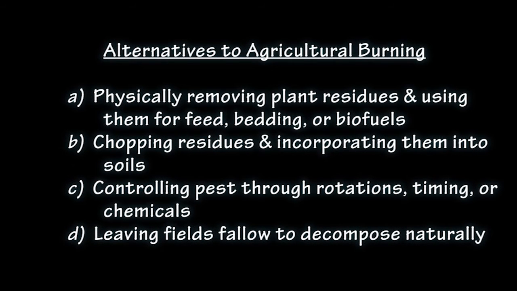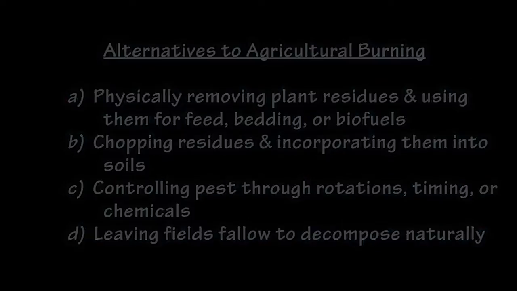Alternatives to agricultural burning include A. Physically removing plant residues and using them for feed, bedding, or biofuels. B. Chopping residues and mechanically incorporating them into soils. C. Controlling pests through crop rotations, time of planting, and chemicals. And D. Leaving fields fallow and letting natural decomposition occur. Usually farmers employ a mix of these alternatives.